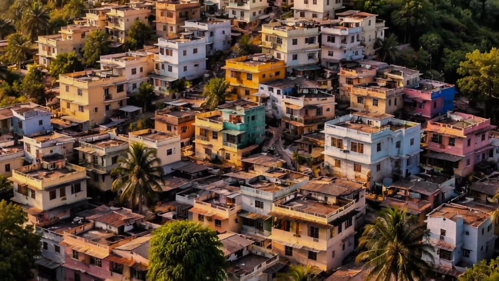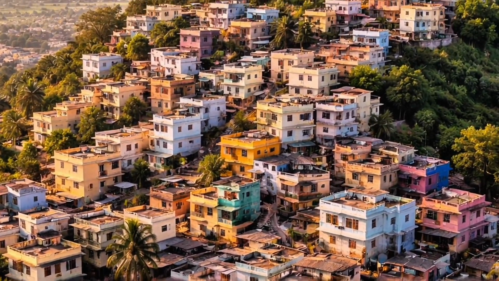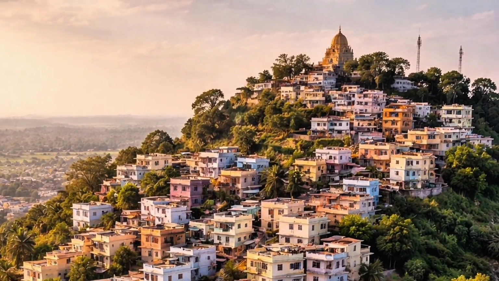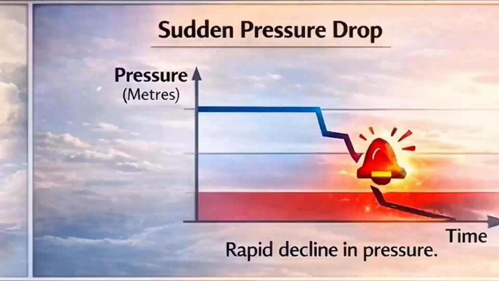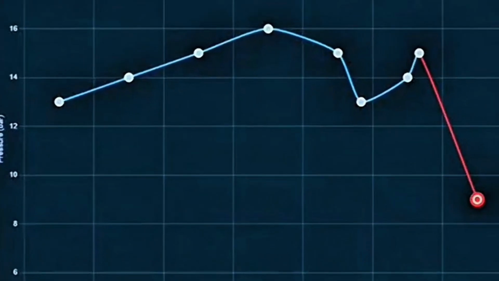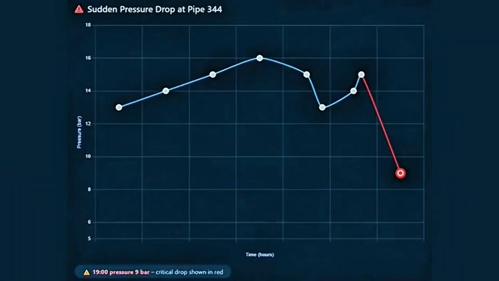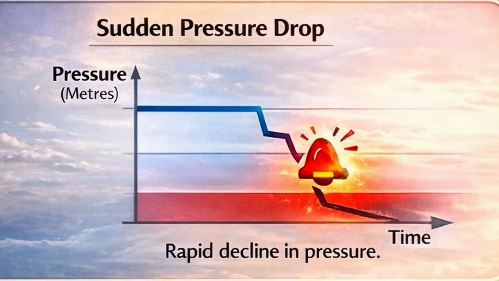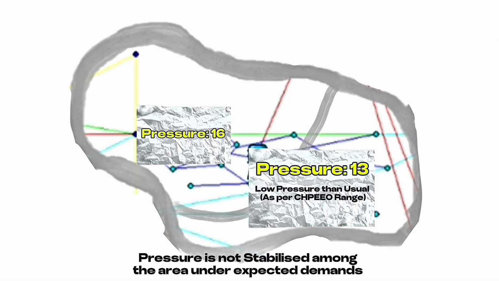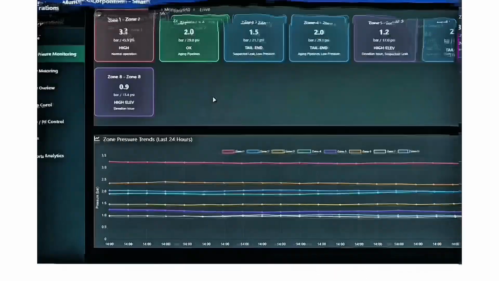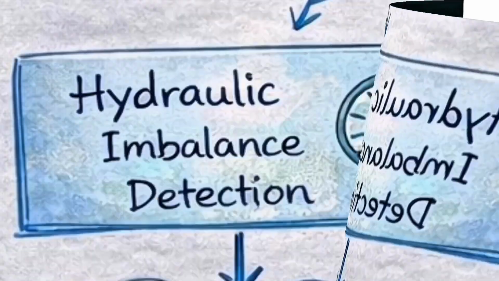Elevated areas. Similarly, elevated regions also experience low pressure. These zones are identified and flagged in the system for operator intervention. Sudden pressure drop. The system continuously monitors pressure trends using historical data. Any sudden drop is detected and alerted as a potential issue in that specific zone. Unequal water distribution. When 2 pipes in the same region show unequal pressure, the system detects it as uneven distribution and alerts the operator with zone-specific insights.